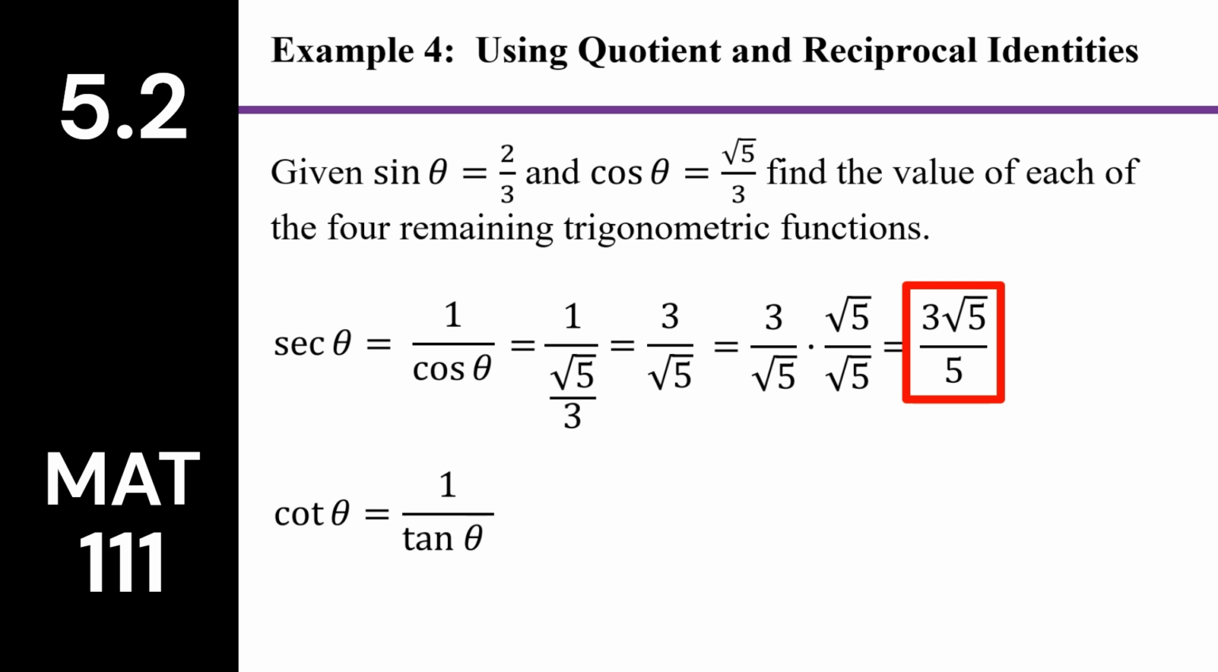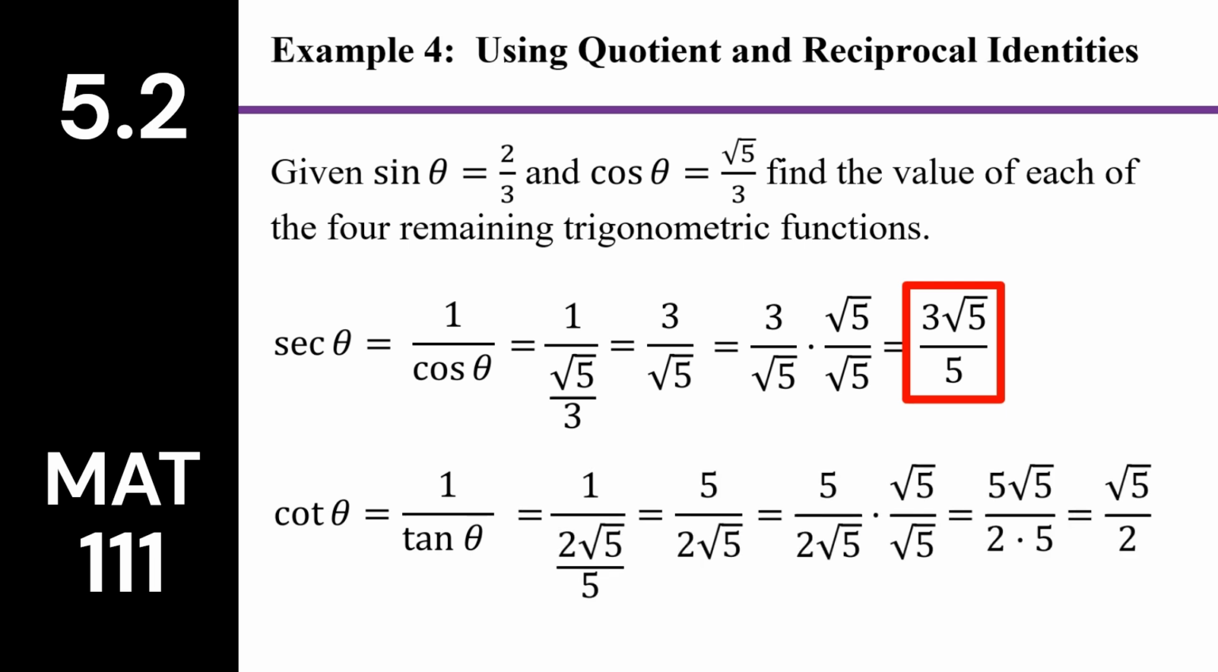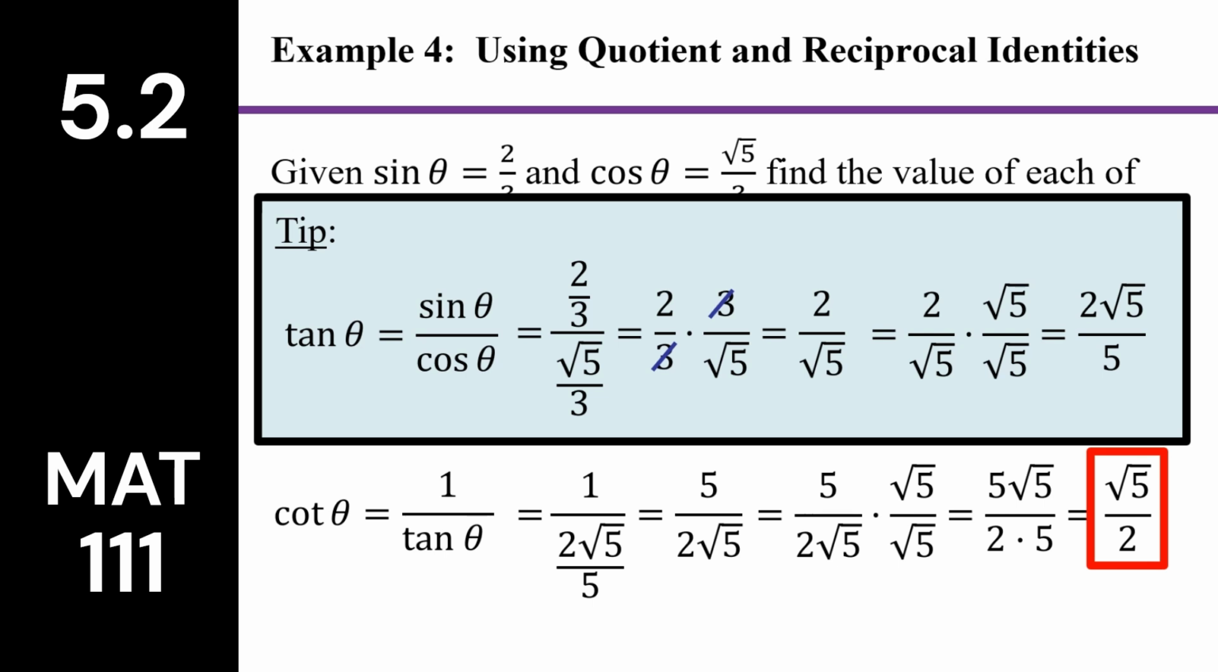The cotangent is the reciprocal of the tangent. We can flip that value. We have to rationalize the denominator, and we get radical 5 all over 2. Now, here's a tip that could save you some time. Notice that the cotangent is 1 over the tangent.